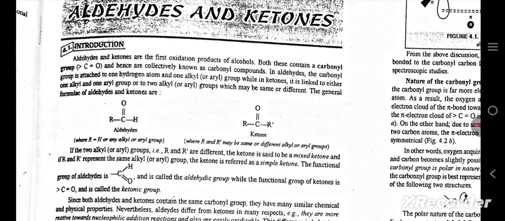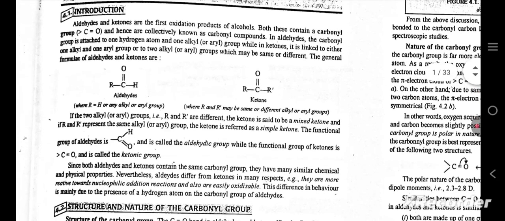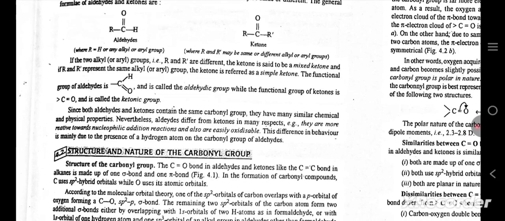In aldehydes, the carbonyl group is attached to one hydrogen atom and one alkyl or aryl group, while in ketones it is linked to either one alkyl and one aryl group or two alkyl or aryl groups, which may be same or different. The general formula of aldehydes and ketones are aldehydes and ketones.